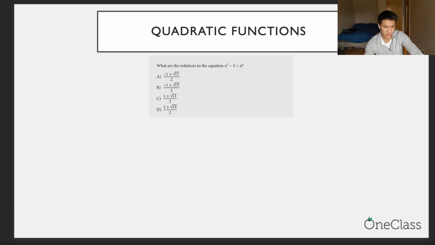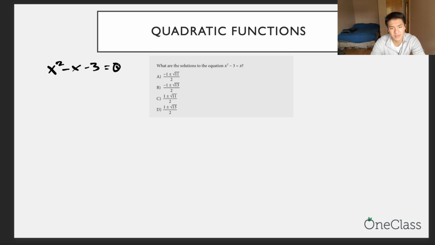We're going to take a look at this question now. What are the solutions to the equation x squared minus 3 equals x? What we can first do here is get all the terms on one side, set everything equal to 0. x squared minus x minus 3 equals 0.